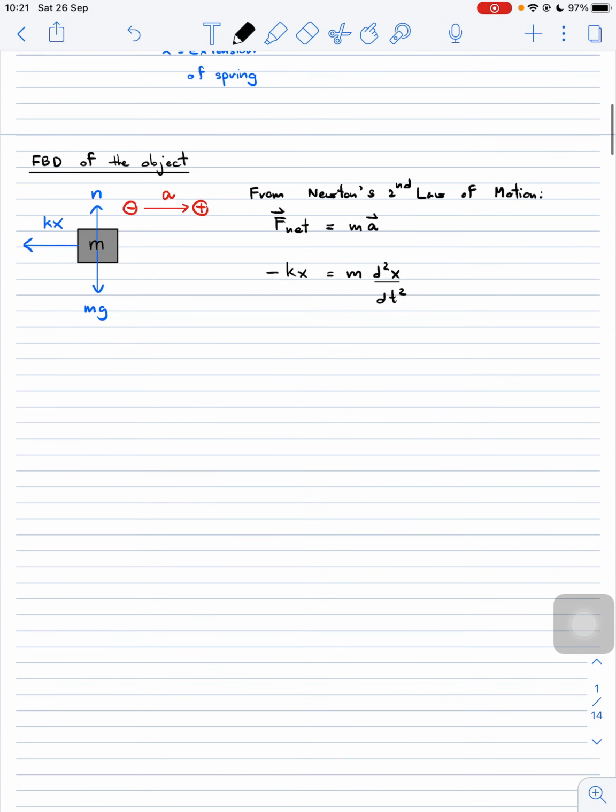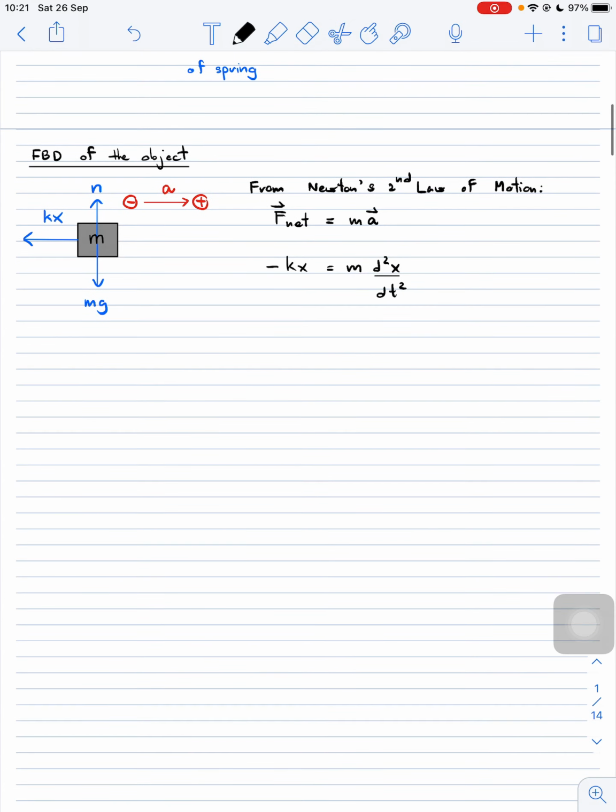Finally, if you rearrange the equation by moving this to the right-hand side and dividing the equation by m, you will get d square x by dt square plus, it must be plus, k over m times x equal to 0. So this is what we get, right?